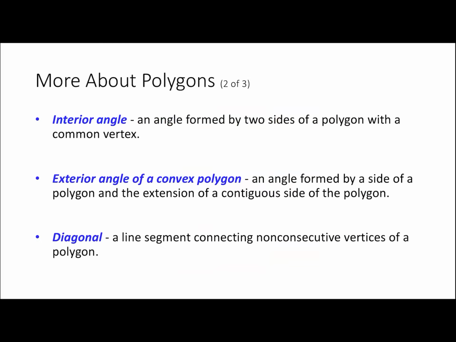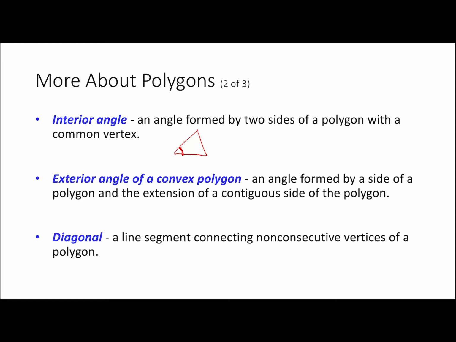So when we talk about polygons, there are some things that we need to be aware of. First is what we call an interior angle. We talked about interior a few minutes ago. An interior angle is an angle that's on the inside of the polygon. For example, if we were to look at a triangle, an interior angle would be one of the angles on the inside.